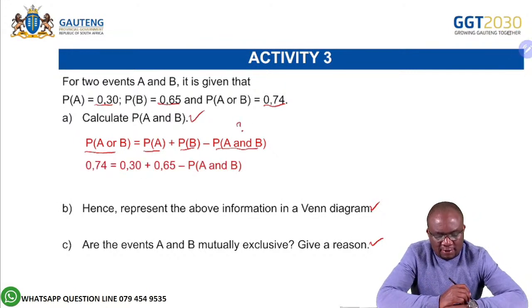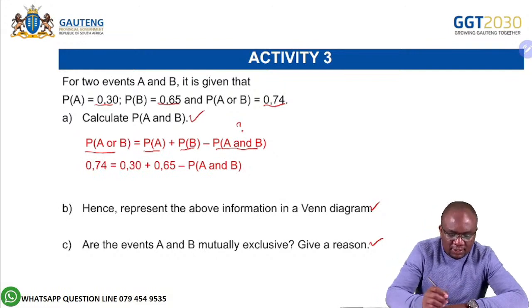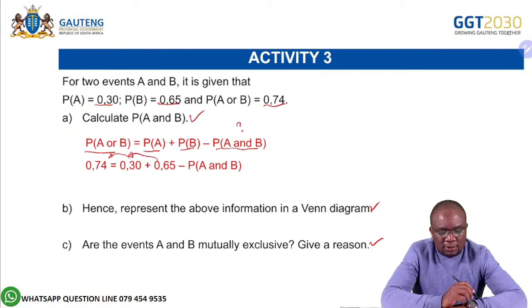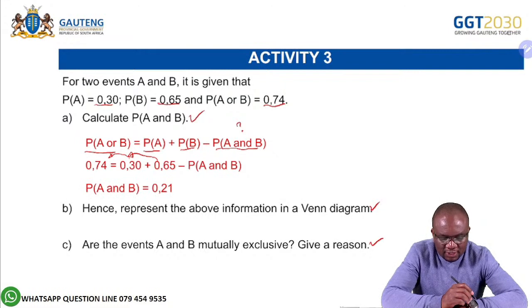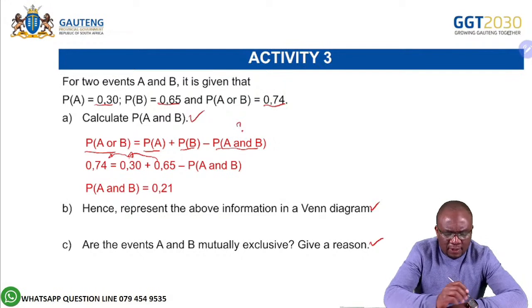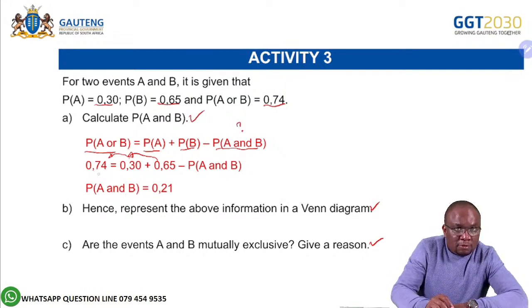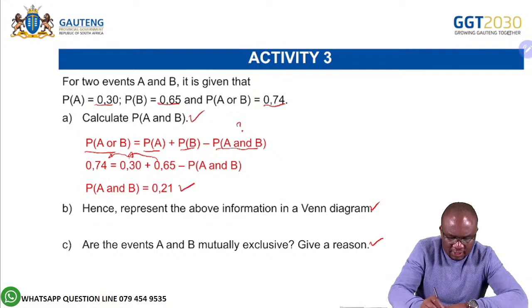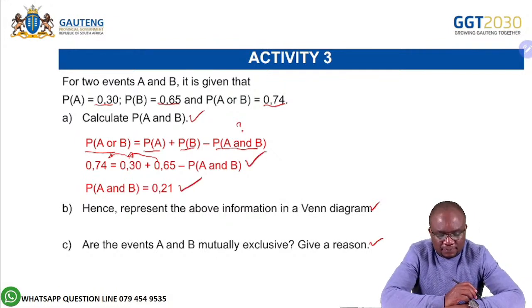Okay, let's substitute what we have there, and then we can transpose everything this side. 0.74 minus 0.3 minus 0.65. We get that probability of A and B is equal to 0.21. Okay, you will get negative 0.21 this side. Then you divide by negative 1 on both sides of the equation. You will get this answer. Please mark that. Hence, represent the above information in a Venn diagram.